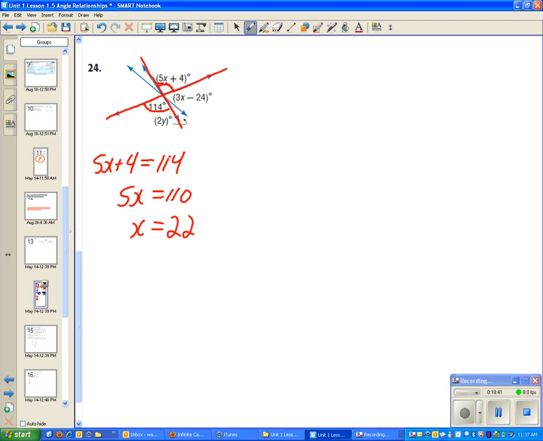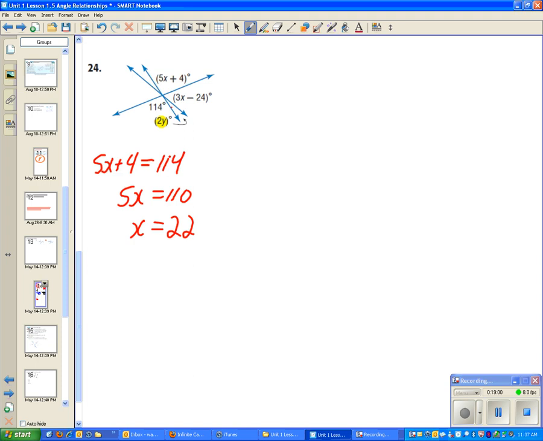22. Very good. Now we've got to find y. So finding x was a little bit easier than I thought it might be. Now when I look at y, I've only got the one expression that has a y in it, that one right there. So that's got to be in my equation some way, right?